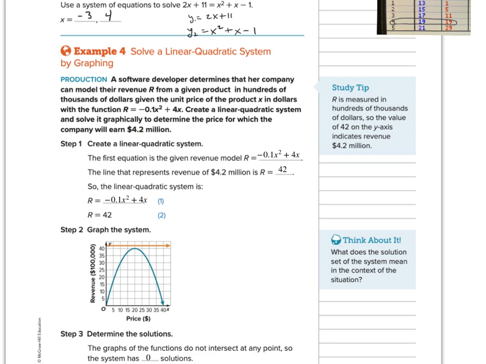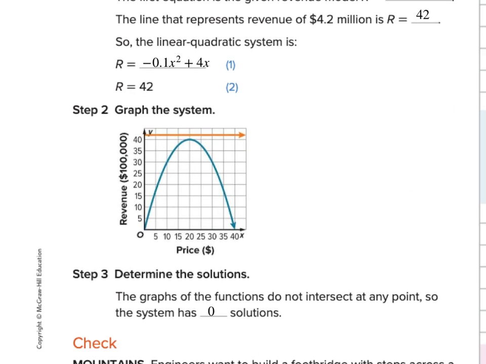So create the linear and quadratic system. We obviously have this is my revenue, and then my other line of revenue, we want the revenue to be 4.2 million, but in terms of 100,000s, it would be 42. So here's R for one system, here's R for the other system. And when they graph the system, here is R is 42, because that's what we want the revenue to be.